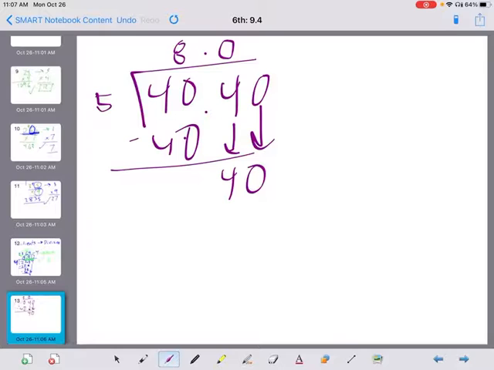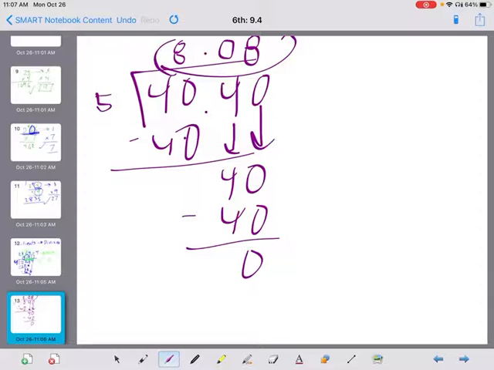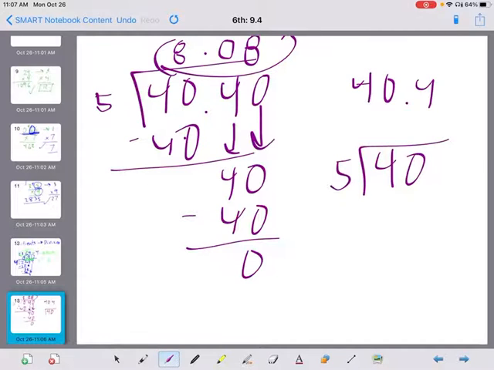5 goes into 40. How many times? 5 goes into 40 8 times. 8 times 5 is 40. And boom, my 0 is here now. So I get 8.08 or 8 hundredths there. If I look back to what the problem originally was, it was 40.4. Well, that's going to round to 40 divided by 5. Look, we're getting 8 right away for our answer there. Is that close to what we got? Yes, it is. It's very close. So we know that we did that right.